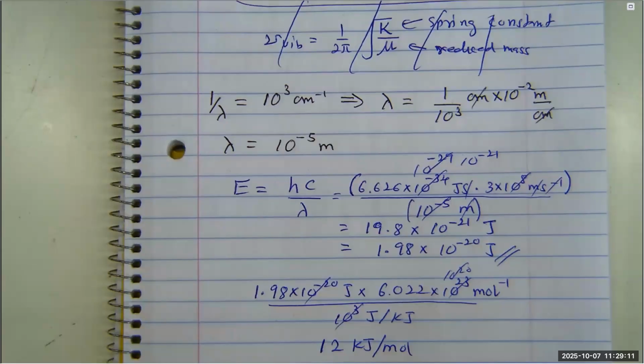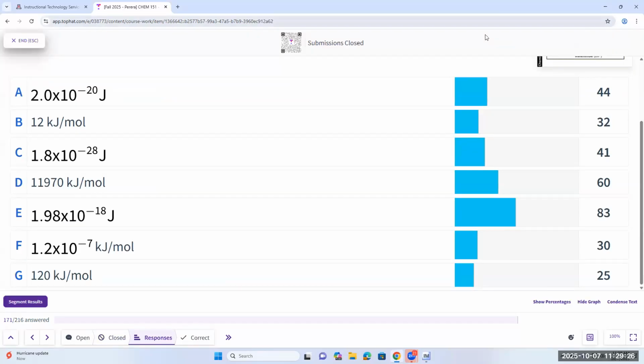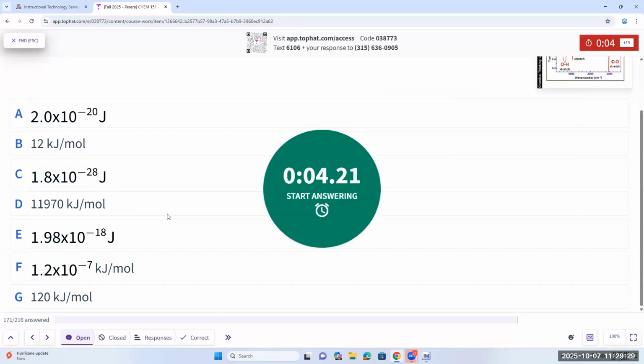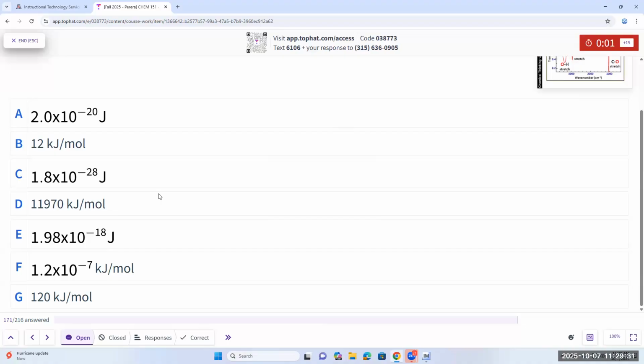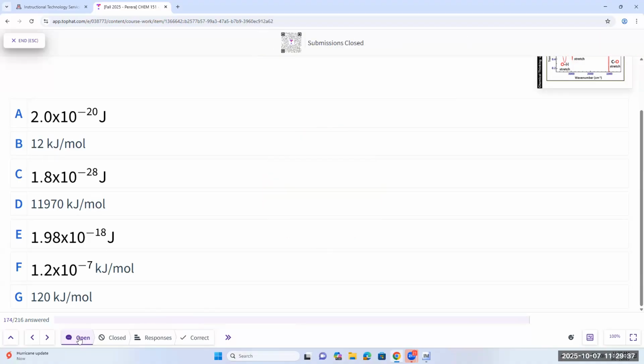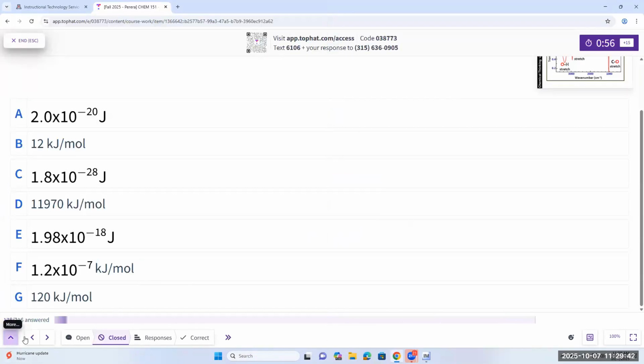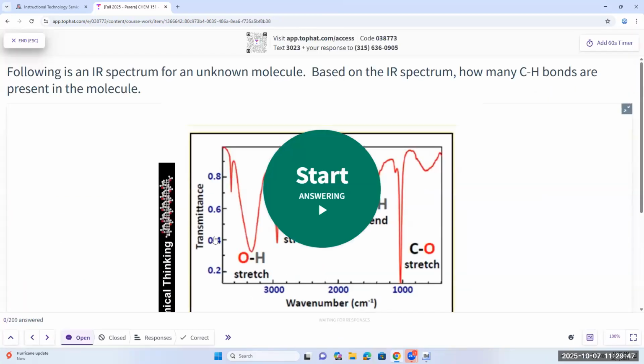Wonderful. Any other questions, concerns, comments? Okay, so with that, we know how to calculate the energies from wave numbers at this point. Let's do something else now. I'll reopen this question. Okay, I have reopened the question. So 1.98 is 2.0, right? Anyway, that's something else. All right, one more question. Here we go.